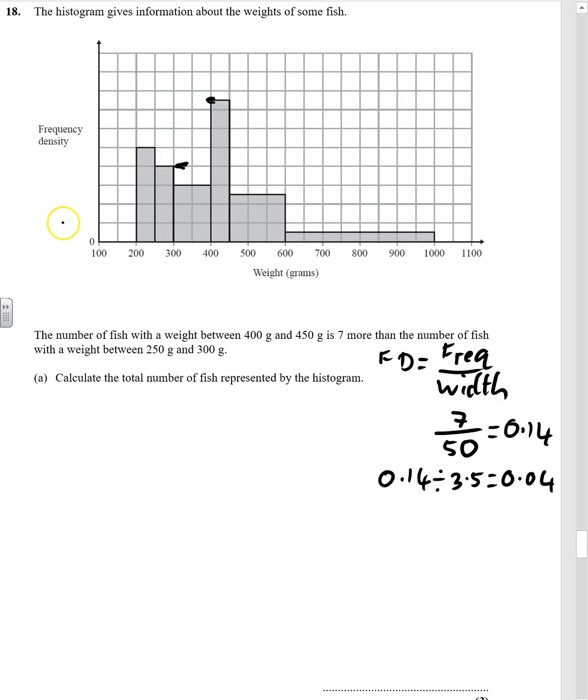So then we can actually put that scale 0.04 on here, which is going to make our life easier when we're starting to work out the total number of fish. So going up 0.04 each time, which gives us that. And you can see that has now gone up from 0.16 to 0.3, so 0.14.